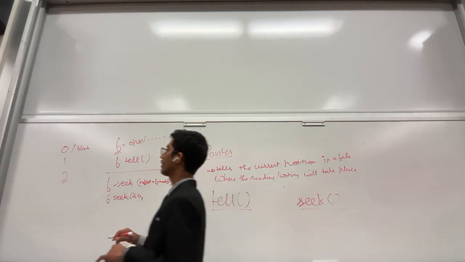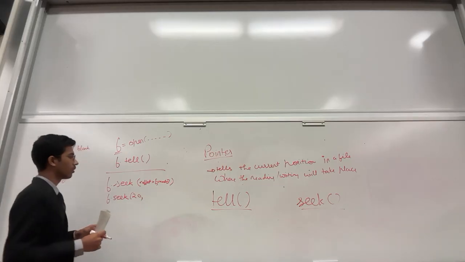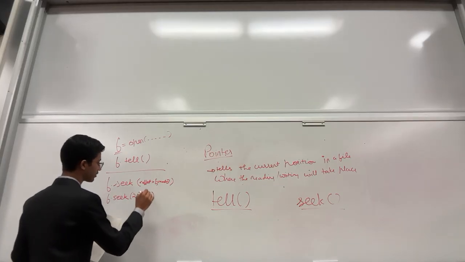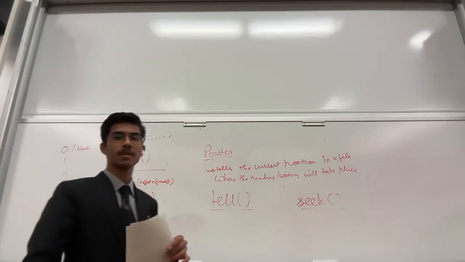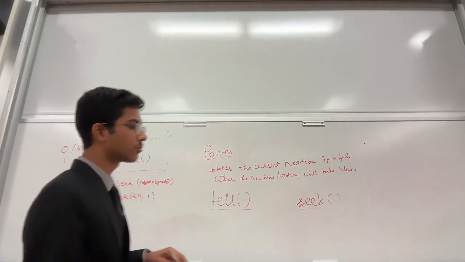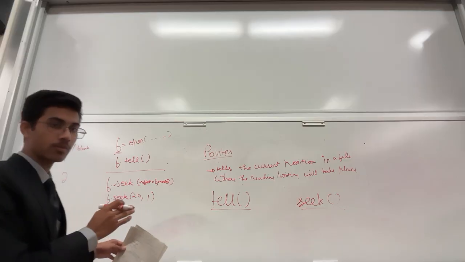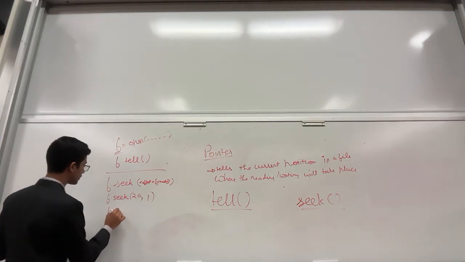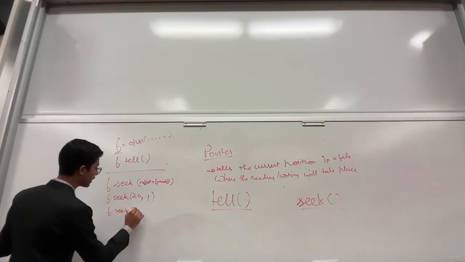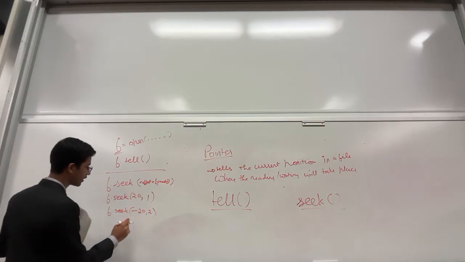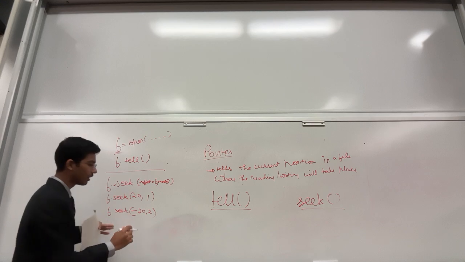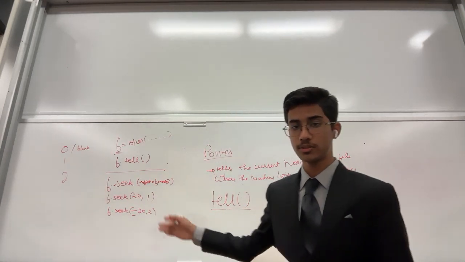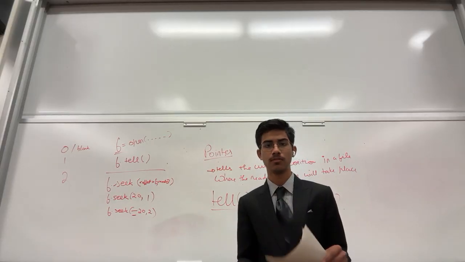Okay, so like I was saying, if I wanted it to be moved 20 from the current position in the file, I'll write it as 20, comma 1. But let's say I want it to be moved 20 back from the end of the file. I'd write f.seek(-20, 2). So you're telling the computer to go back 20 from the end of the file. So this is how the seek and tell functions work.